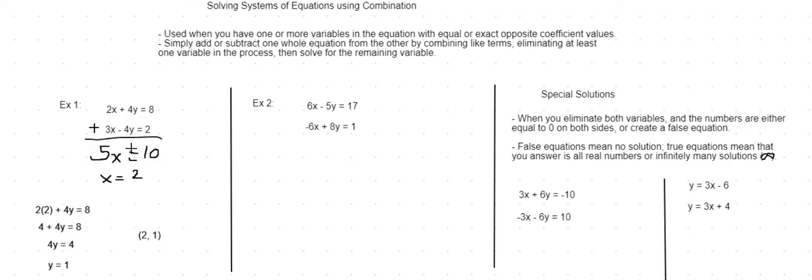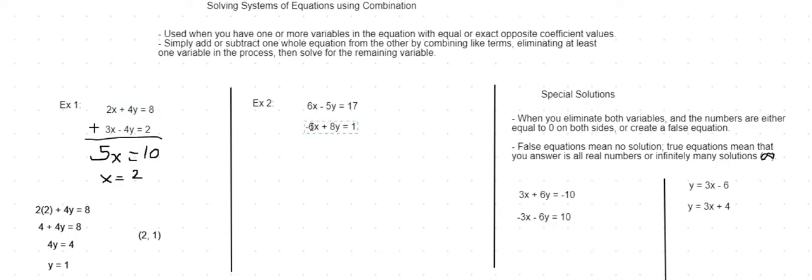If I were to double check my answer, 2 times 2 is 4, plus 4 times 1 is 4, 4 plus 4 is 8. That is true. 3 times 2 is 6, minus 4 times 1 is 4, 6 minus 4 equals 2. That is true. So it checks out.